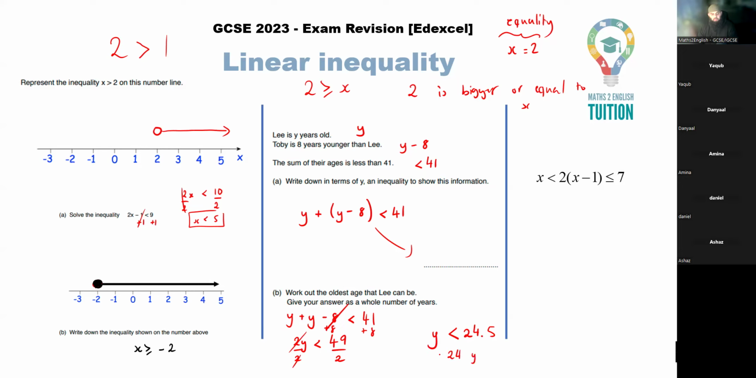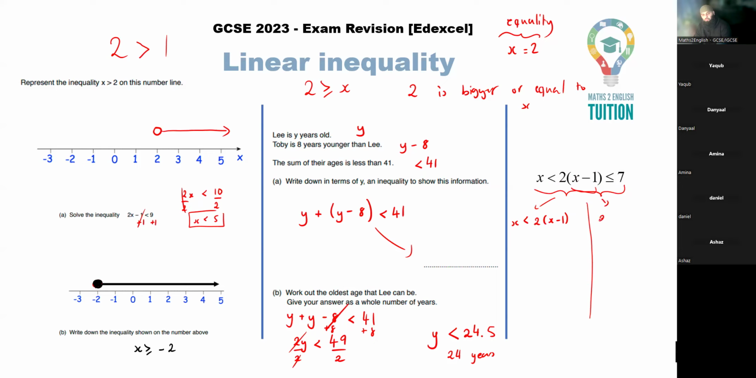So the oldest age Lee can be is 24 years old. Okay, the next question. This is another inequality type of question. We have to solve for x. What we're going to do is treat them as two different inequality questions. So we're going to have x is smaller than 2 brackets x minus 1. That's one of the sides. And then over here, we're going to treat this as a separate question.